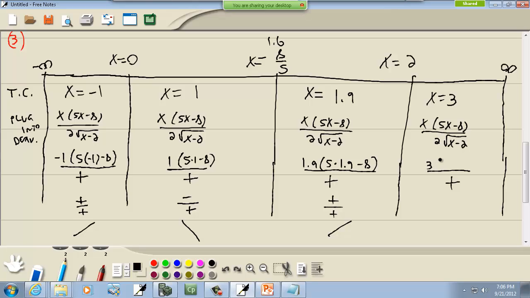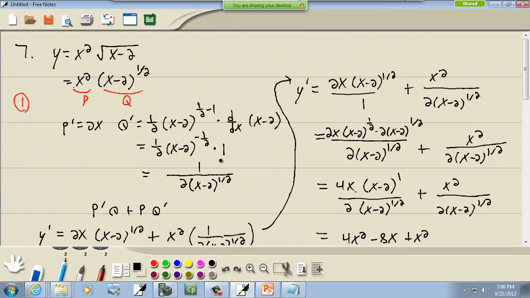This one, if I put 3 in for the x, I got 3, and then 5 times 3 minus 8. 5 times 3 is 15, minus 8 is positive, times a positive is positive. That's interesting. I didn't expect that, but to do it right, let's look back at our original problem. Here we have a square root of x minus 2. The domain of this: if you set what's underneath your radical greater than or equal to 0, then our domain is x is greater than or equal to 2. So let's come down here now.